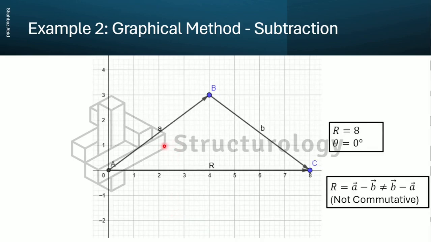So we can bring the tail of vector B to the head of vector A, and the starting point to the end of these two is going to give us the resultant. Again we can use a ruler to give us the magnitude of the resultant, and theta is going to be 0 in this case. The subtraction is not commutative, which means order does matter when we subtract any two vectors.